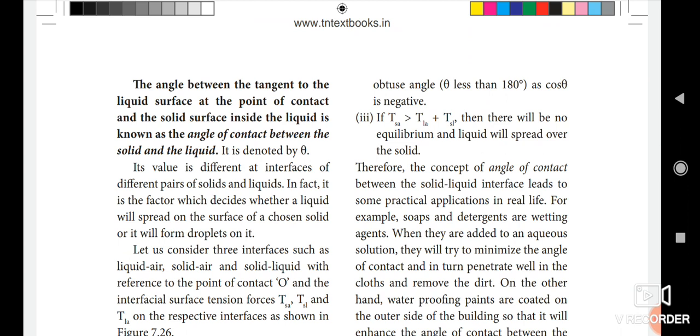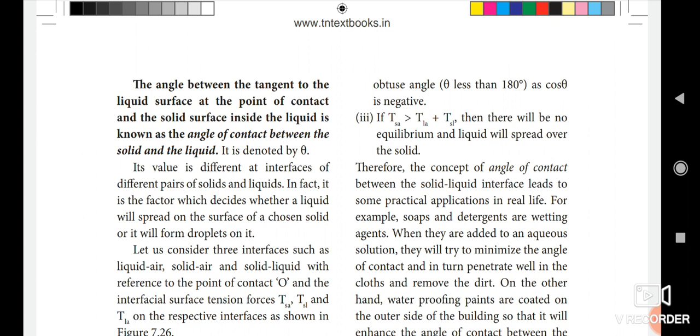Here, the angle between the tangent to the liquid surface at the point of contact and the solid surface inside the liquid is known as the angle of contact between the solid and liquid. Already I said the angle is denoted by theta. Its value is different at interfaces of different pairs of solids and liquids. In fact, it is the factor which decides whether the liquid will spread on the surface of a chosen solid or form a droplet on it.